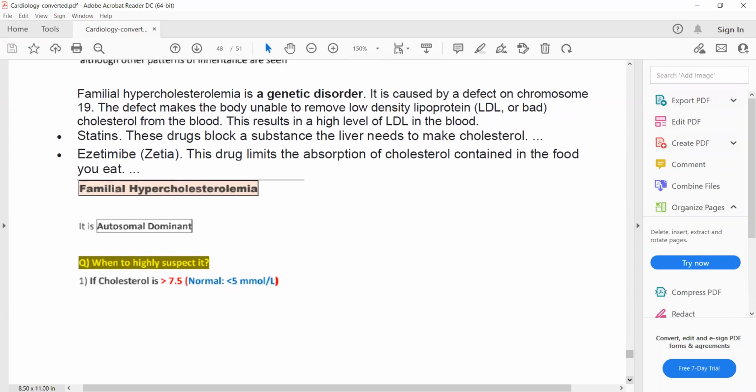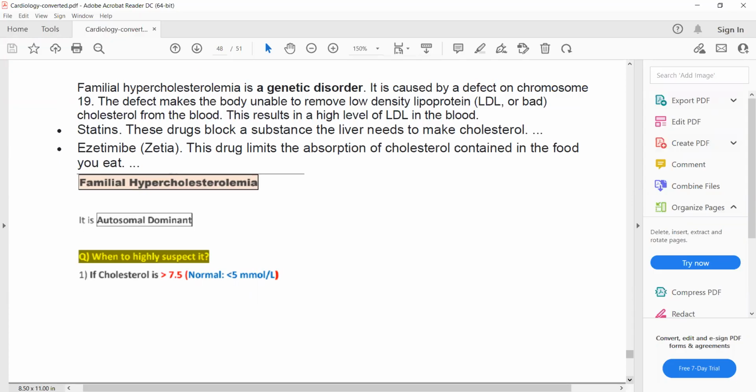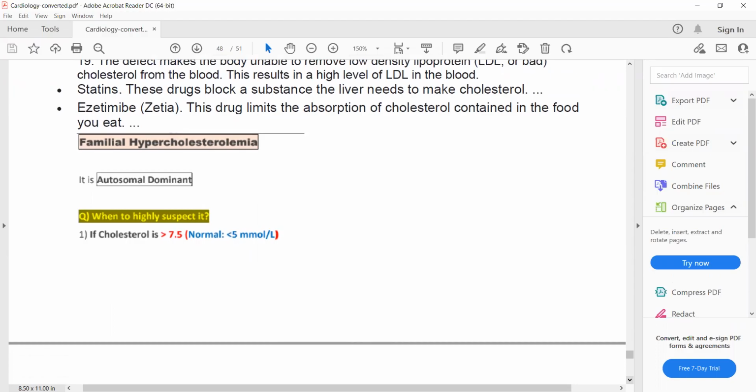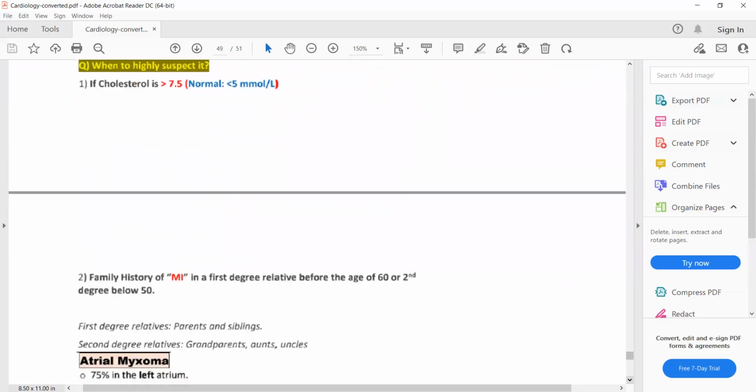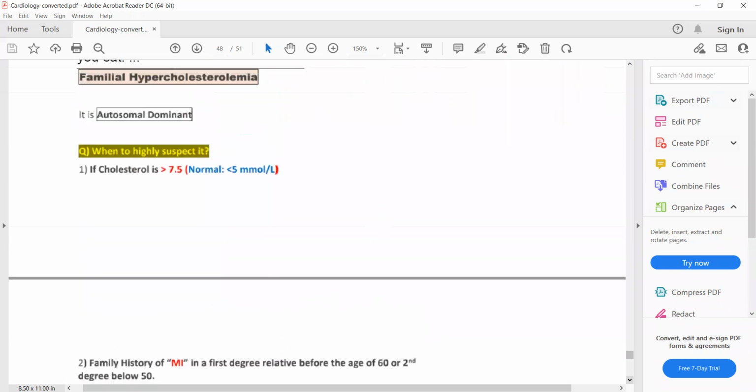Familial hypercholesterolemia is a genetic disorder in which there is a defect on chromosome number 19. This defect makes the body unable to remove low density lipoproteins or bad cholesterol from the blood, which leads to a high cholesterol level. So, a patient who presents to you with hypercholesterolemia and with a family history of MI, then your diagnosis will be familial hypercholesterolemia.